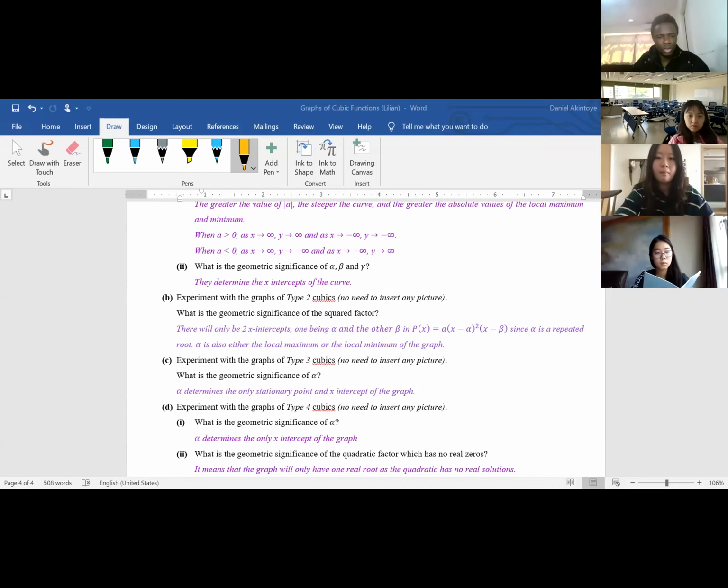Yes, Karen. The graph will only touch the x-axis at one point. Say that again. The graph will only intersect the x-axis at one point. Yeah, that has been said as the significance of alpha. Alpha is that one point. So the question is, what is the geometric significance of the quadratic factor? Anyone want to try? There's no right answer or wrong answer. Let's just hear perspectives quickly so that we can wrap up within the next 3 to 5 minutes. This is the last part of the investigation.